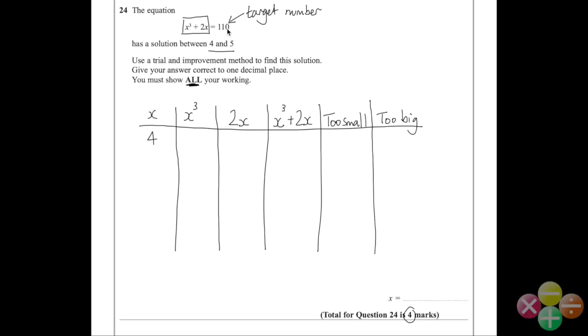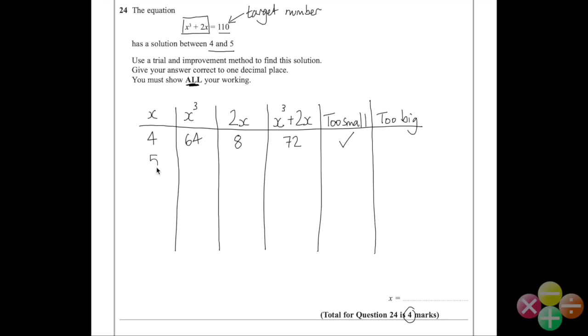We're not going to get it exact, but we need to get as close as we can. So if I put 4 into my x cubed plus 2x, let's put it into the x cubed first. So that's 4 times 4 times 4, which gives us 64. Remember, you can use your calculator for this question. Then we put it into our 2x, which gives me 8. If I add the two columns together, I get 72. Now I'm after 110, so that's clearly too small.